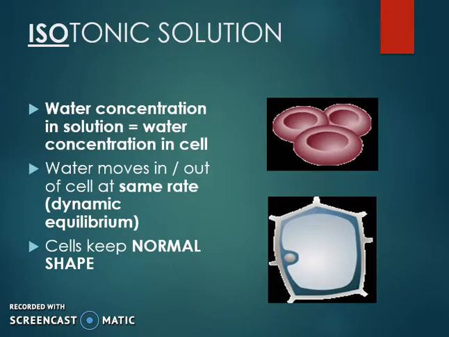So isotonic: iso, think of isosceles triangle, equal sides. So the water concentration in the solution is equal to the water concentration inside the cell. So water moves in and out of the cell at the same rate. And we call this dynamic equilibrium because it's constantly fluctuating back and forth, but it is remaining in equilibrium, okay? The cell, we have a red blood cell on the top and a plant cell on the bottom, is going to remain a normal shape.